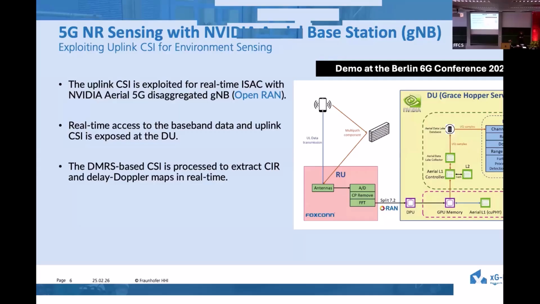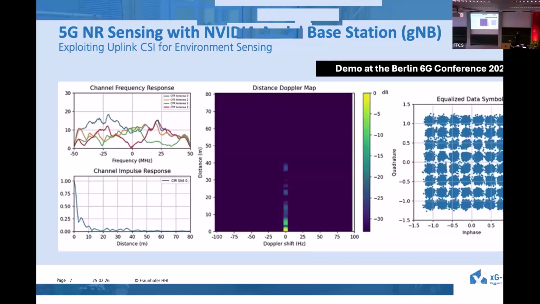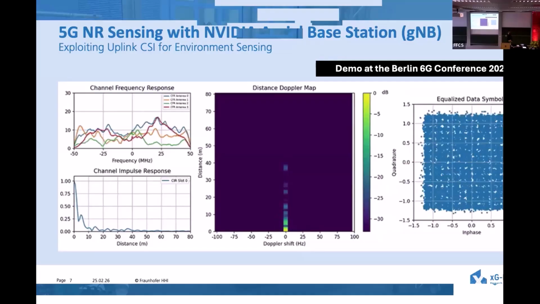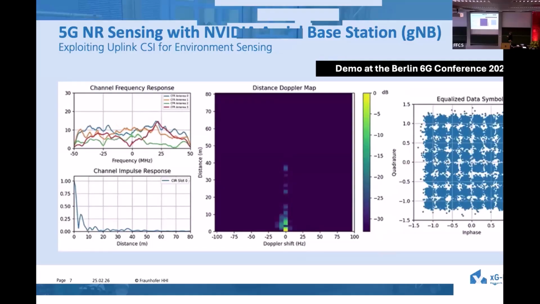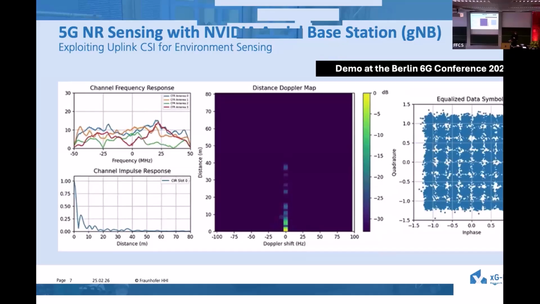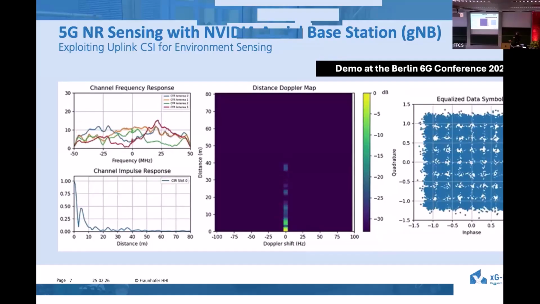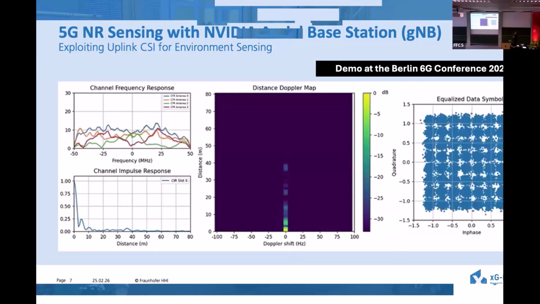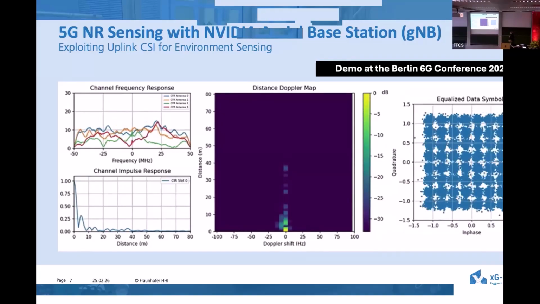Basically to extract delay-Doppler maps, right, in real time. We showed this last year at the Berlin 6G conference. What you can see here is a channel frequency response for 4 antennas. We have a system with 4 antennas. And here, this is just for the blue one, for 1 antenna. And then you can see here the distance or delay-Doppler map.